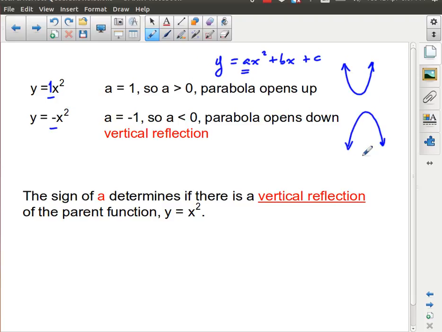But when we talk about these things in terms of transformations, changing from opening up to opening down is known as a vertical reflection. So a tells us the direction of opening. The sign of a tells us the direction of opening, and the way we refer to that is whether or not it's been reflected. So if a is negative, then a vertical reflection has taken place. As we saw with our previous examples, the number that is a also has an impact. That was how we got those stretches taking place.